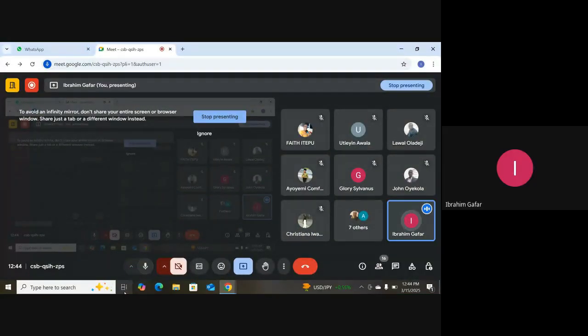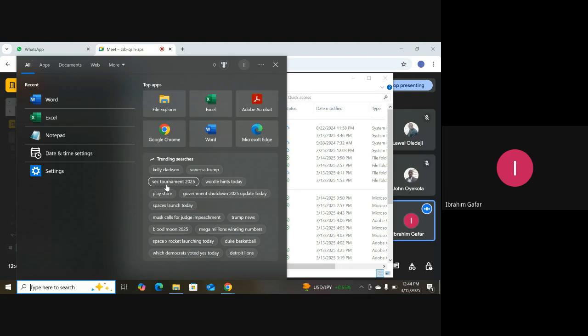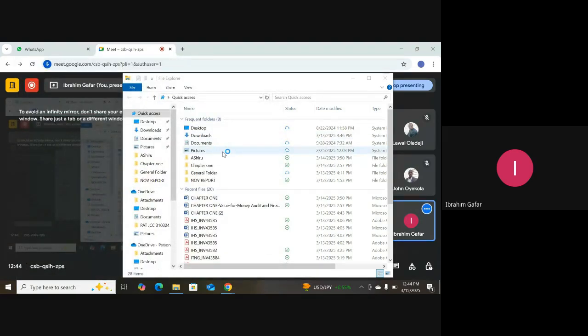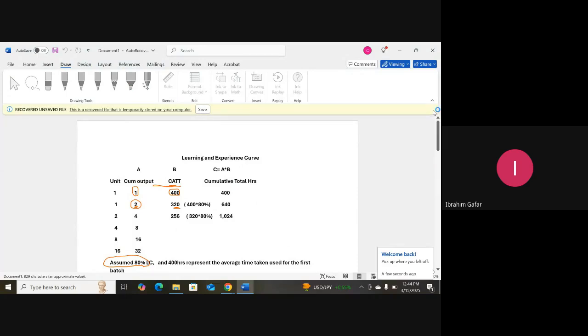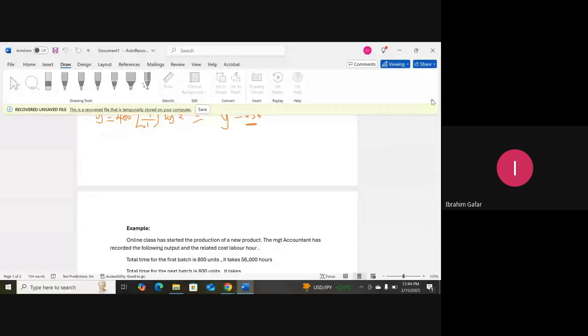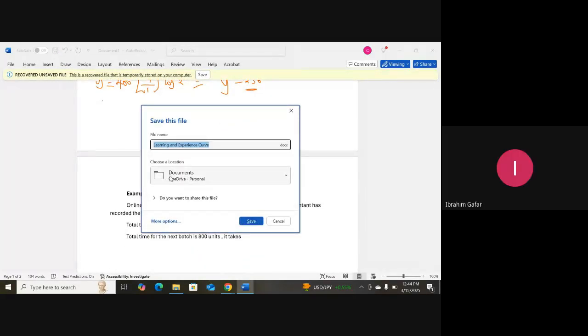Hello, you can see my screen, right? Yes, sir. I'm just looking for the document I worked with just now. I'm not sure I saved this. Okay, thank God. I think it's this one. Yes, sir. Okay, let me save it once.